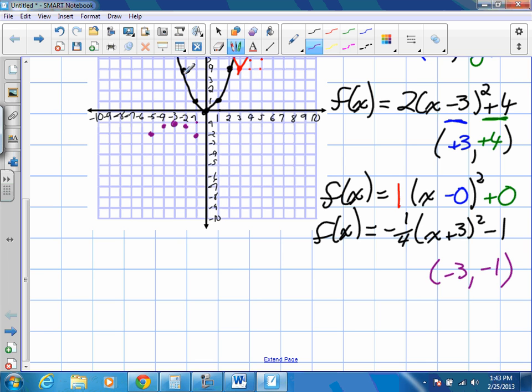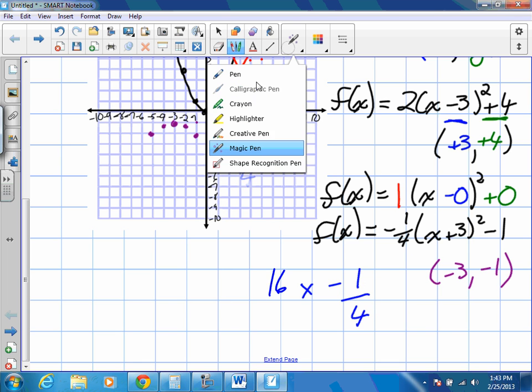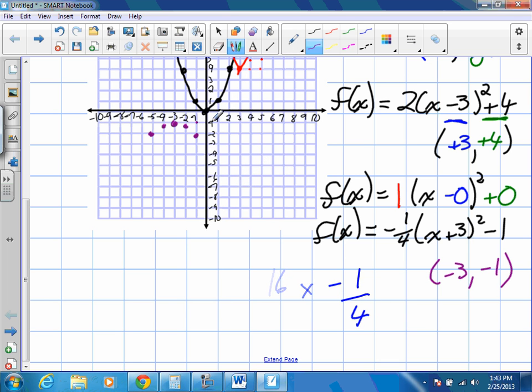Now 3 is going to be a tough one. Let's jump up to 4 over, okay? Just so you know you guys can do the math. So let's say I go over 4 units. 1, 2, 3, 4 units horizontal from the vertex. What is 4 squared? 16 times negative a fourth. Anyone know? Negative 4. So when I go over 4, I actually end up going down 4. 1, 2, 3, 4. So here's our next point. So this parabola is opening downwards, like we said. Did I go over too many? Nope, that's right.